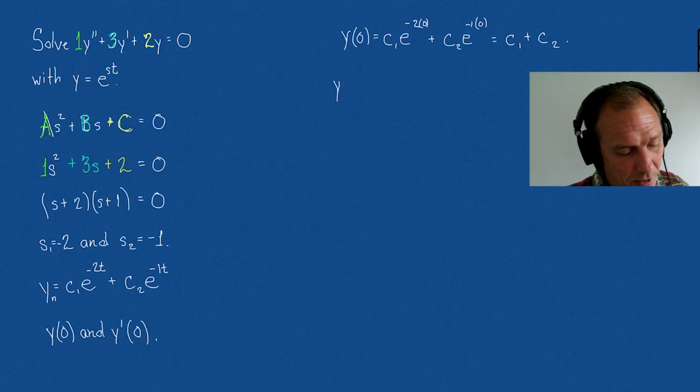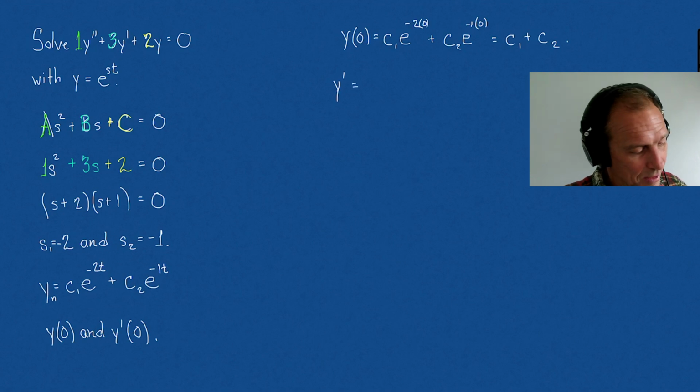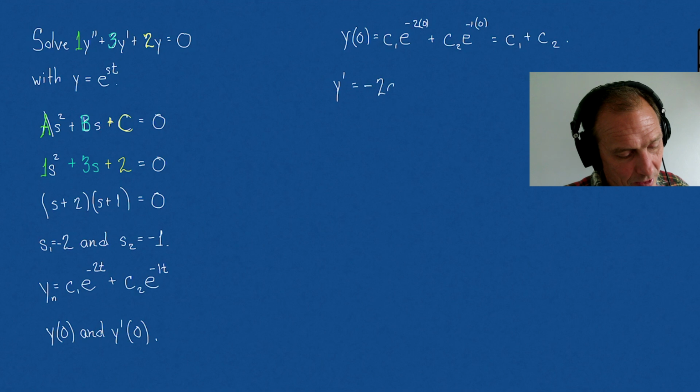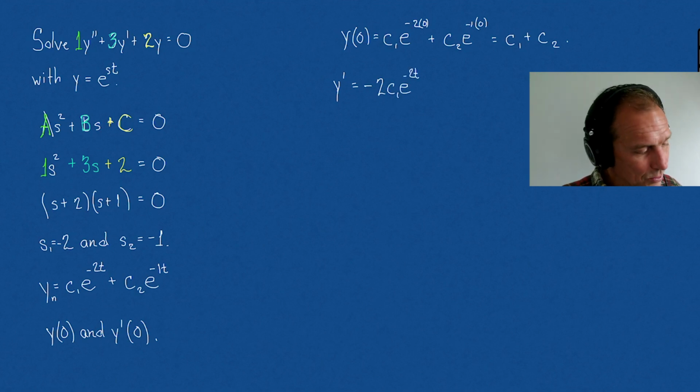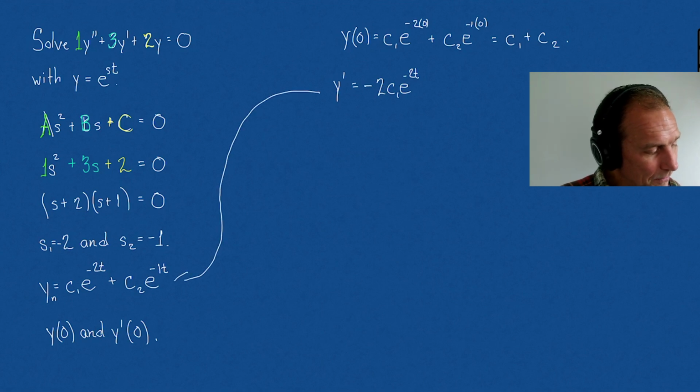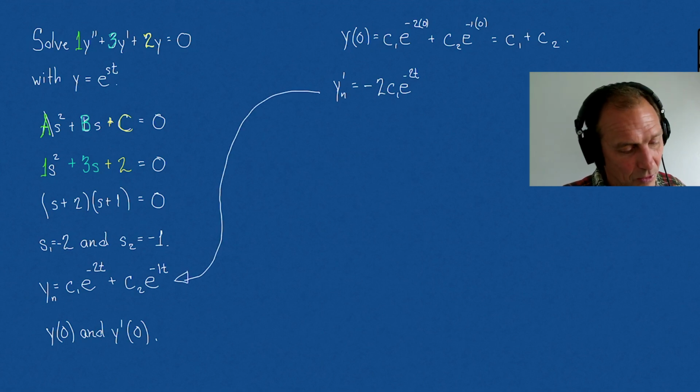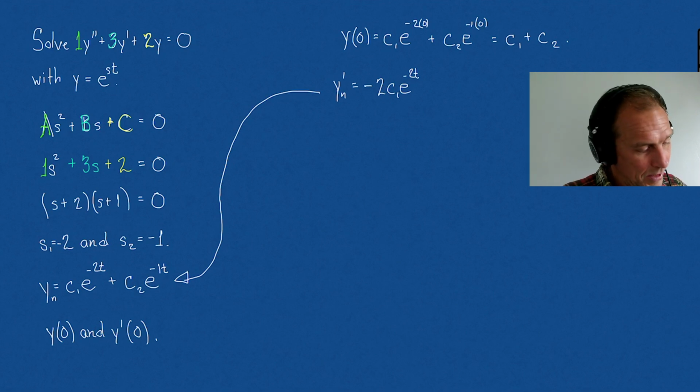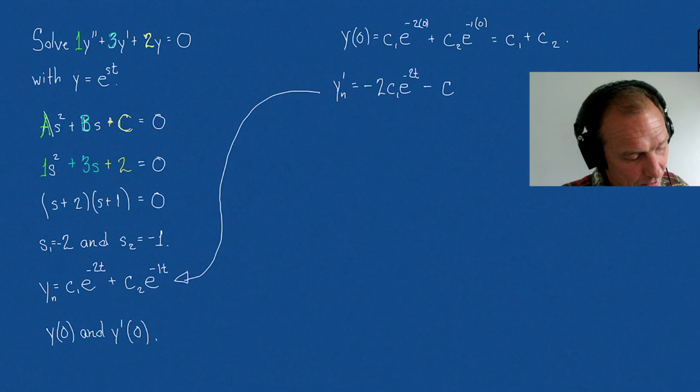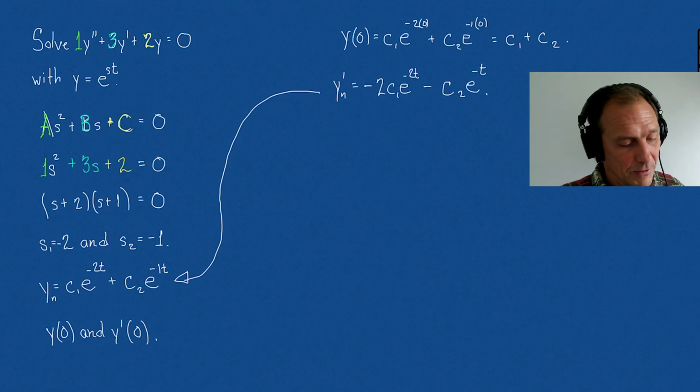Okay. Now, for the next initial condition, we need to use our y prime of 0. So first I need y prime. Well, y prime is going to be minus 2 C1 e to the minus 2t. So I'm just taking the derivative of my null solution right there. And then we're going to have minus C2 e to the minus t. Okay, there's our derivative of the null solution.